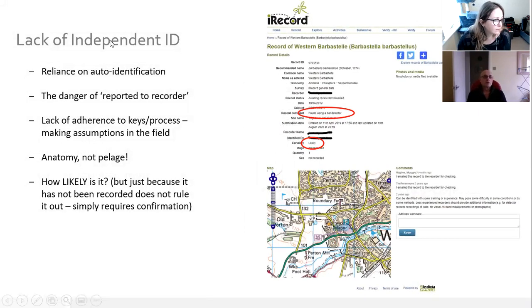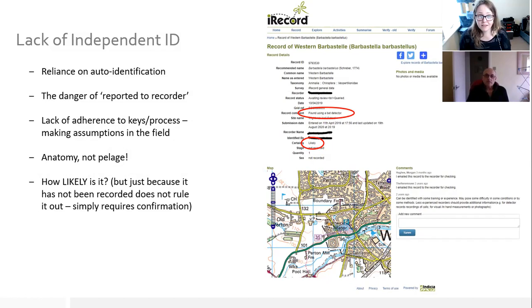So lack of independent identification is a huge red flag. A reliance on auto ID, for inexperienced people to submit records just because their EM Touch told them it was, and lack of adherence to process, and this whole idea, like I said to you before, about making assumptions, which we don't do. We record to the highest level of detail of which we are sure. And also things like, as I said, anatomy, not pelage. And how likely is it that species is there?